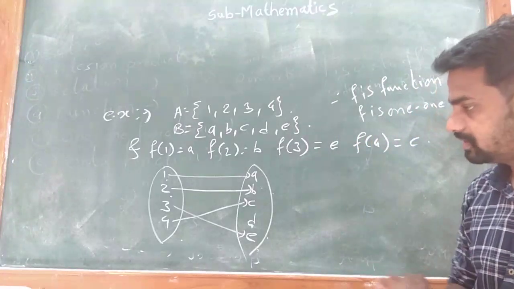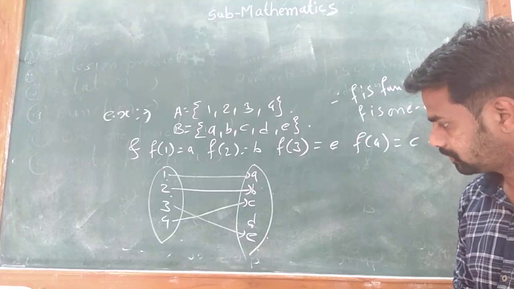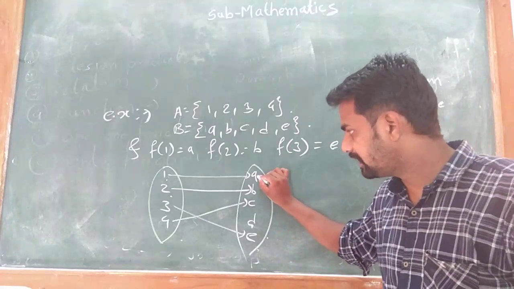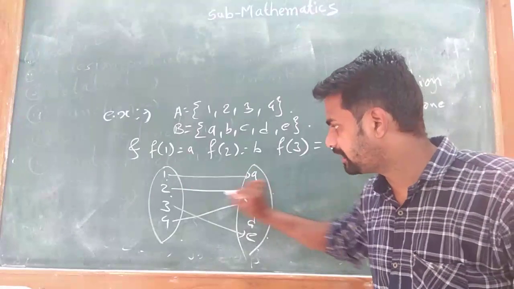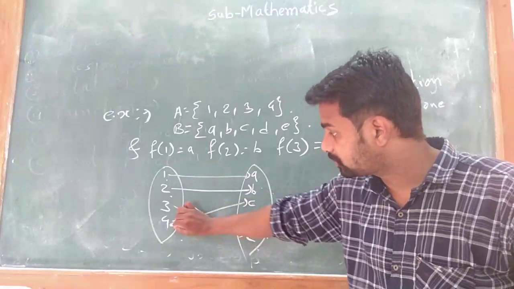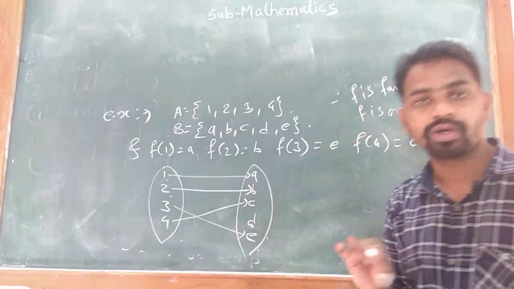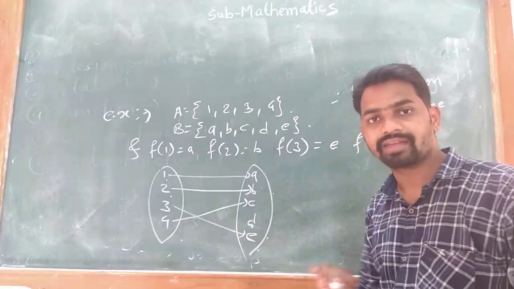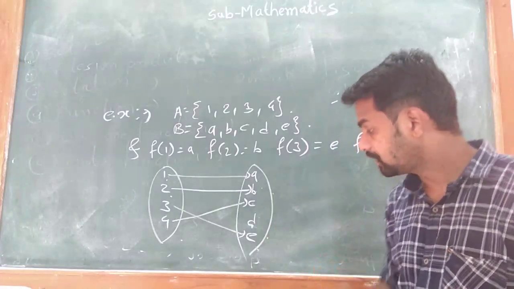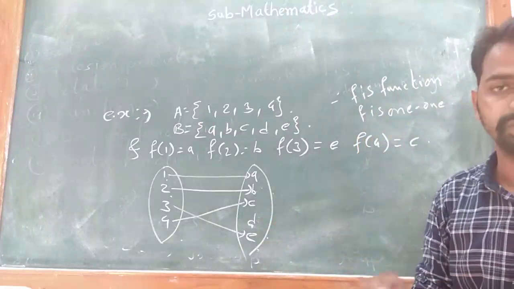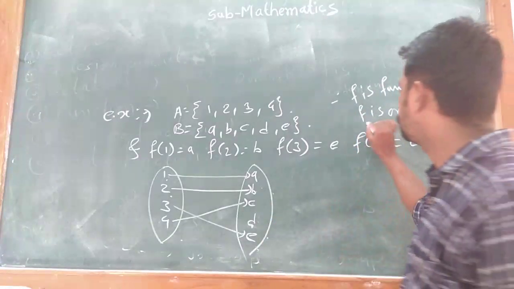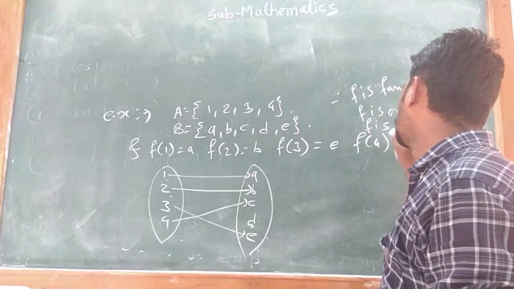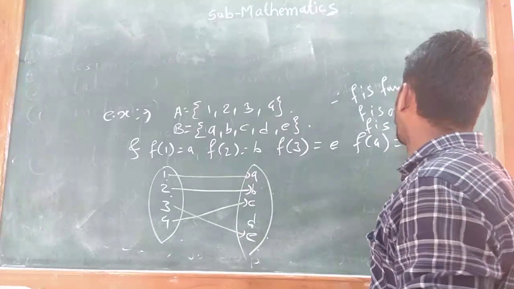Now we see whether this is onto or not. Here we see A has a pre-image, B has a pre-image, C also has a pre-image, but D has no pre-image. Therefore, not every element in a codomain has a pre-image, because here D has no pre-image. Therefore, F is not onto.